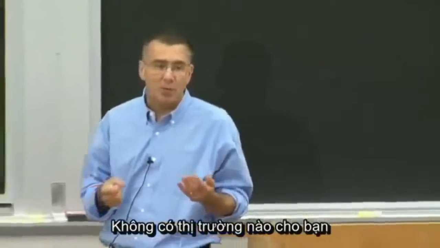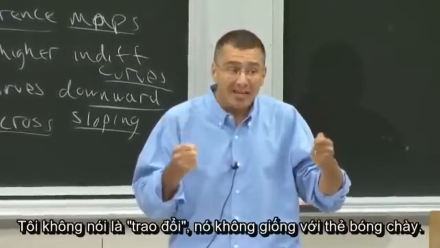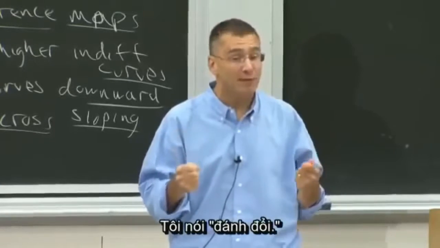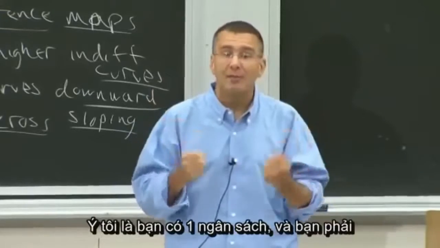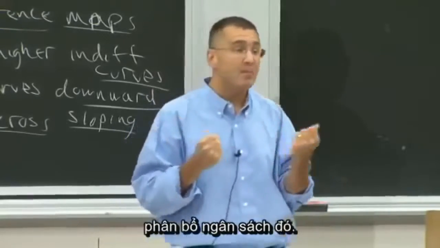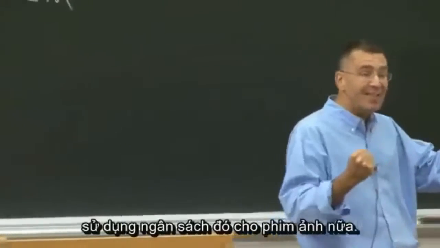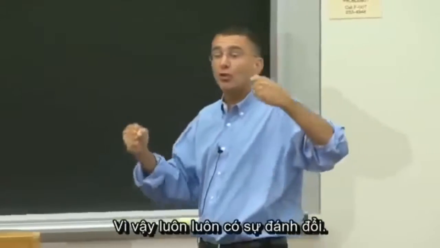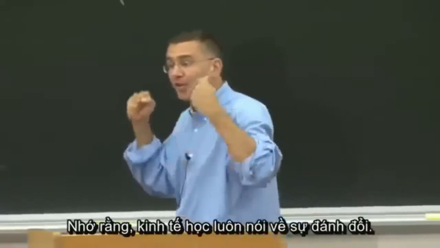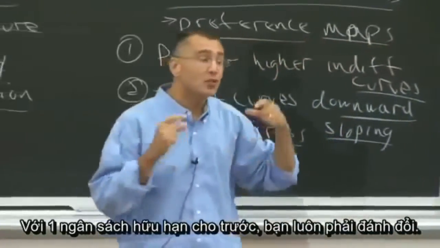There's not some market where you bring a pizza and get a movie. Okay? So when I said trade, it's not like baseball cards, I said trade off. What I mean is, ultimately, you have some budget, and you have to allocate that budget. So if you decide to allocate it on pizzas, you can't allocate it on movies. Or the more you allocate on pizzas, the less you can allocate on movies. So there's always a trade-off. Remember, I said economics is always about trade-offs. Given your limited budget, there's always a trade-off.